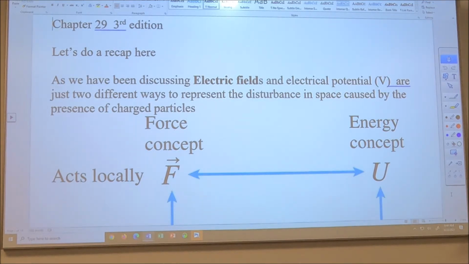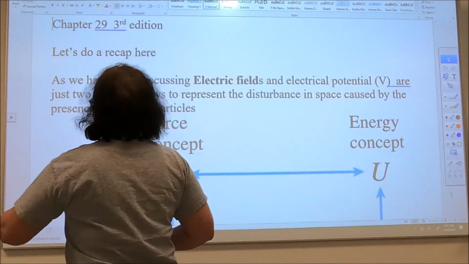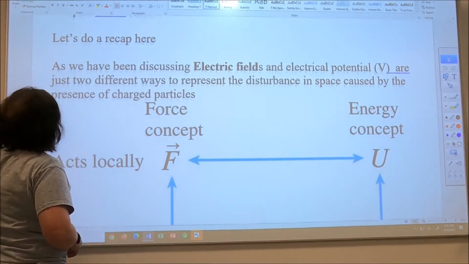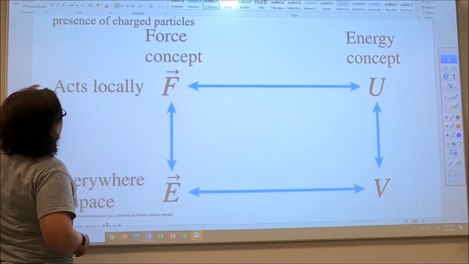So let's remind ourselves about electric fields and electrical potential, and think about how they relate. Really, electric fields and electrical potential are two ways to represent a disturbance in space caused by charged particles.